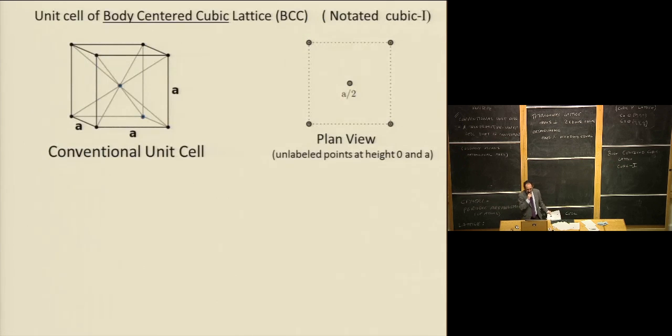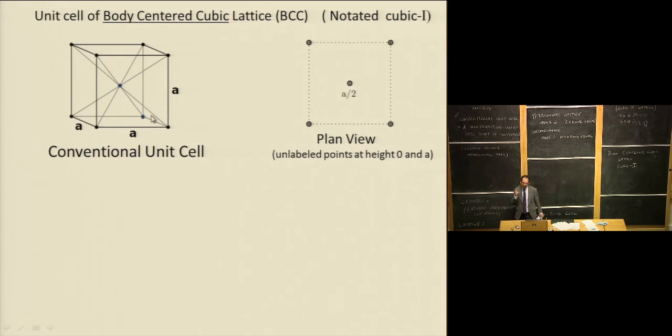So let's see how this works. This is the unit cell of the body-centered cubic lattice. How many lattice points are in the body-centered cubic lattice? Okay, it's 2. This is the conventional unit cell of the body-centered cubic lattice. We take the conventional unit cell to be the cube again, just because it's more convenient to do so. There's 1 in the center, obviously, and then we have the 1, which is divided into 8 pieces in the corners.